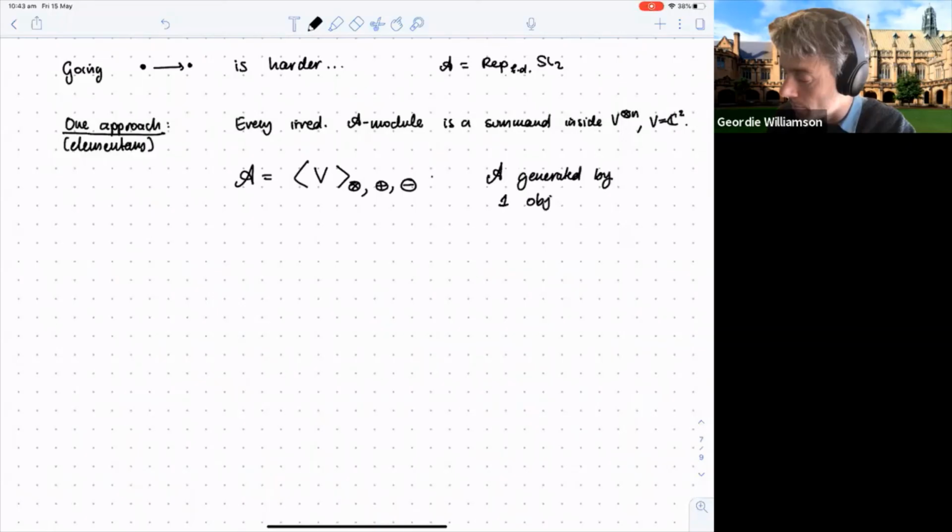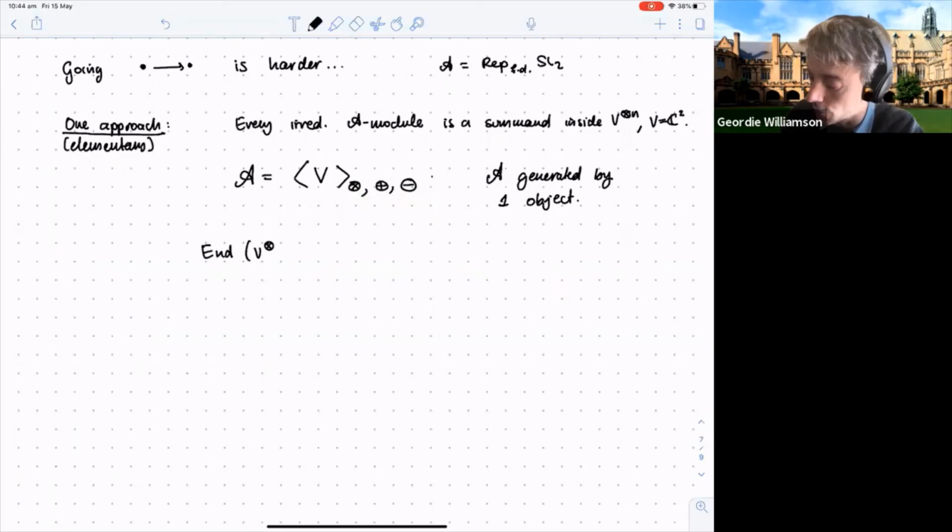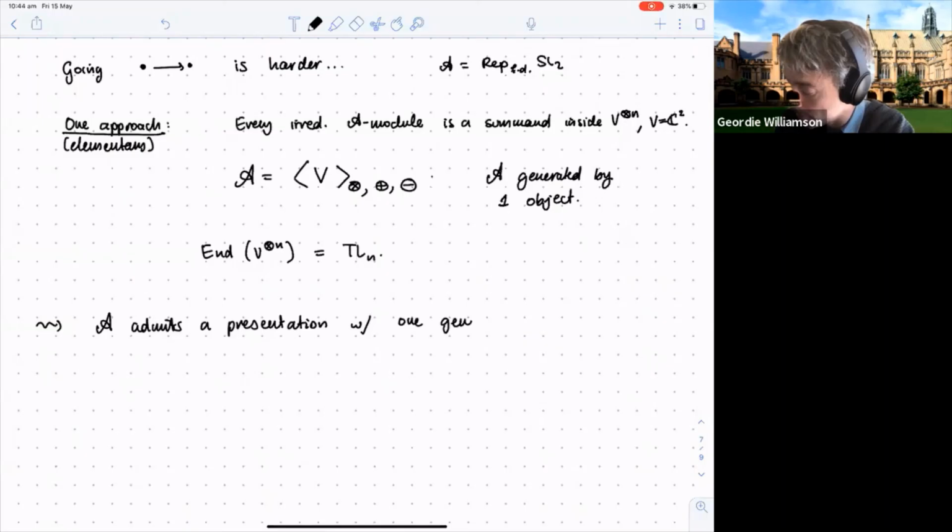And this is a very common theme in our part of geometric representation theory, that all of these operations are basically formal once you know the endomorphism algebra of tensor powers of V. So the second statement is that the endomorphisms of the tensor powers of V is the Temperley-Lieber algebra. And this tells us that A admits a presentation with one generator and two generating morphisms.